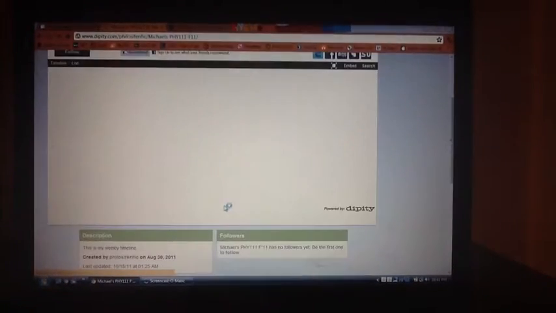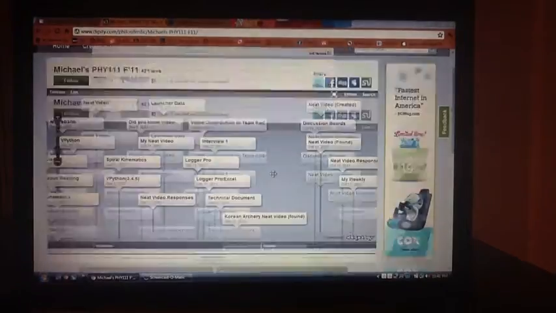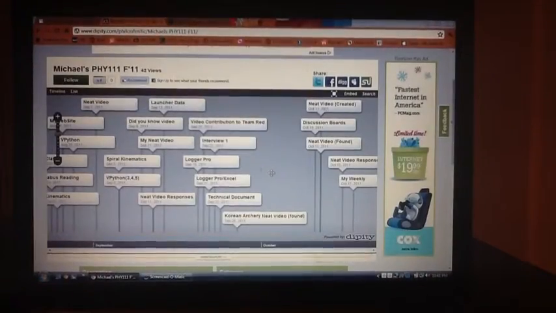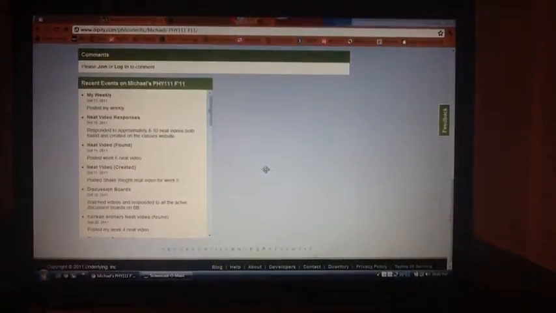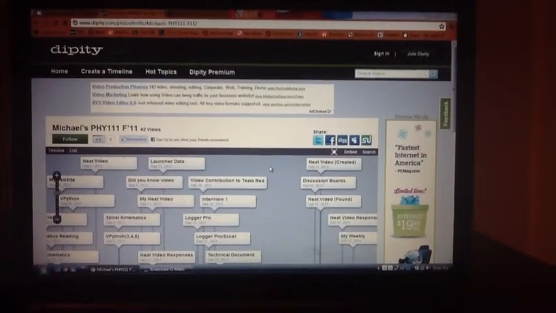I'm not really sure what happened, but Dippity screwed up, and so all I can see is pretty much it doesn't allow us to look at anything anymore. But I think you were aware of that.